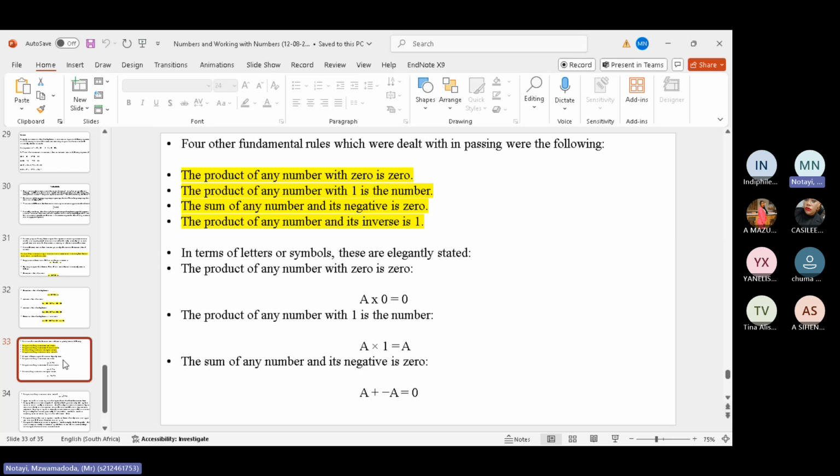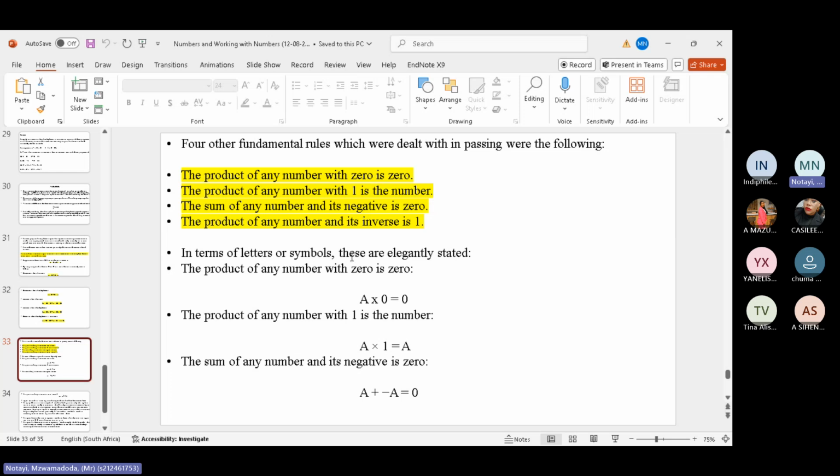Okay, four other fundamental rules, which we dealt with in passing, were the following. The product of any number with 0 is 0. So if you multiply any number with 0, you get 0. The product of any number with 1 is that number. The sum of any number and its negative is 0. So you have the number being added to its negative, you get 0. The product of any number and its inverse is 1.